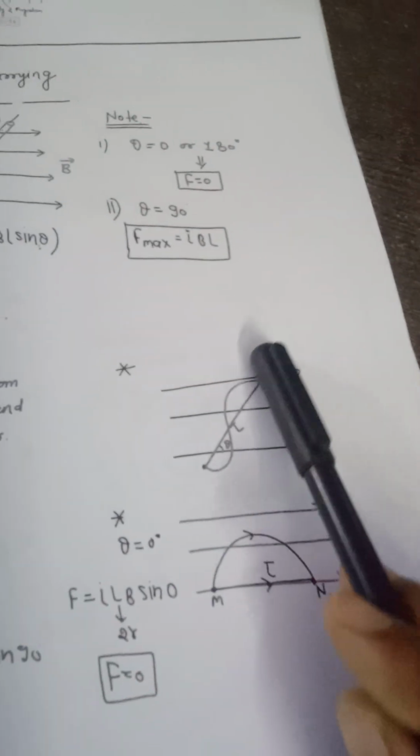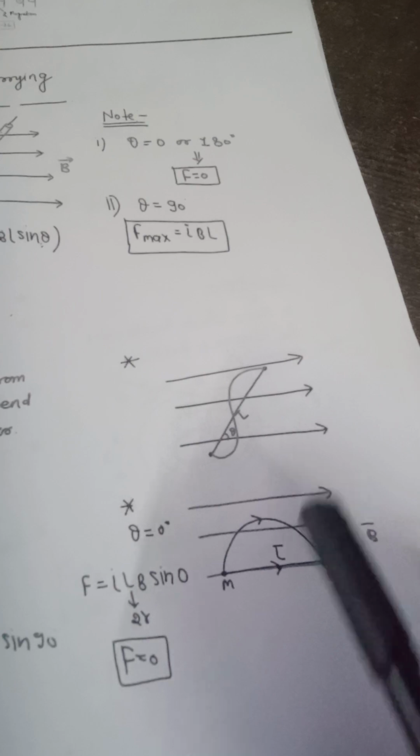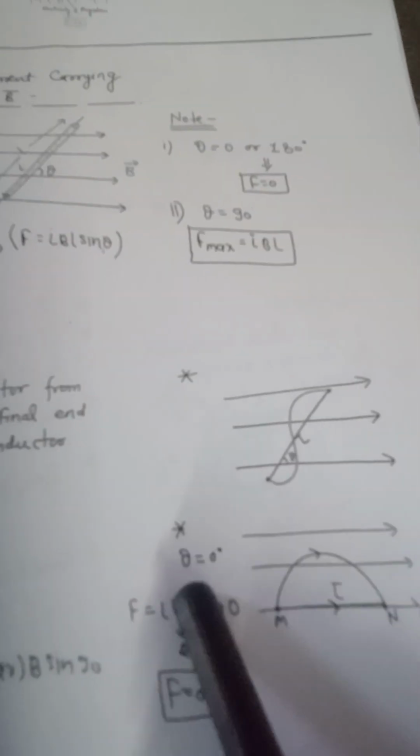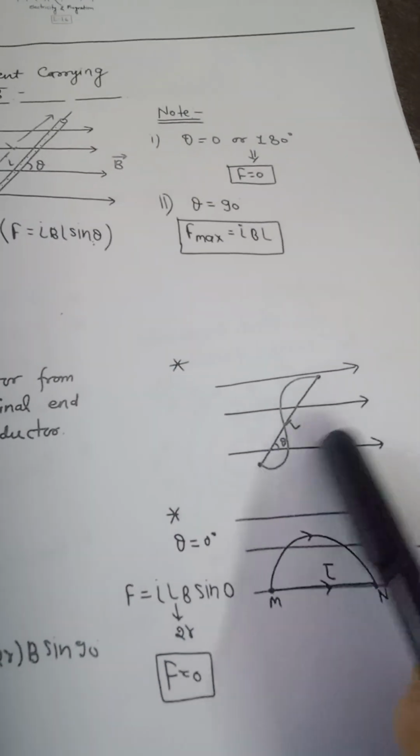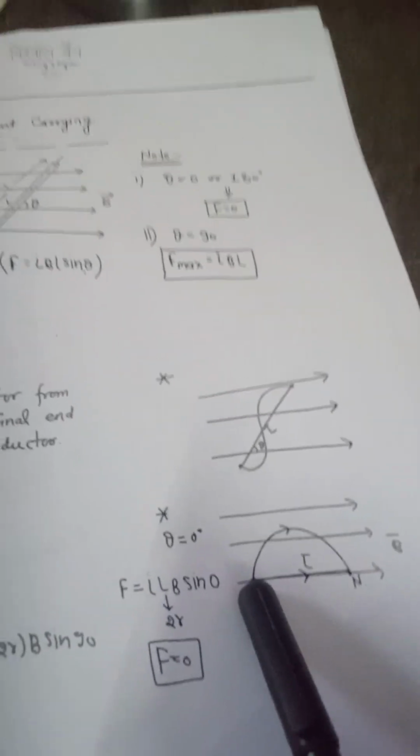So you can see in this figure that it is also at angle theta with length L, and this is also angle theta and length L. So here theta is 0, which means it is in the direction of the magnetic field. So F is equal to I L B sin 0 and F will become 0.